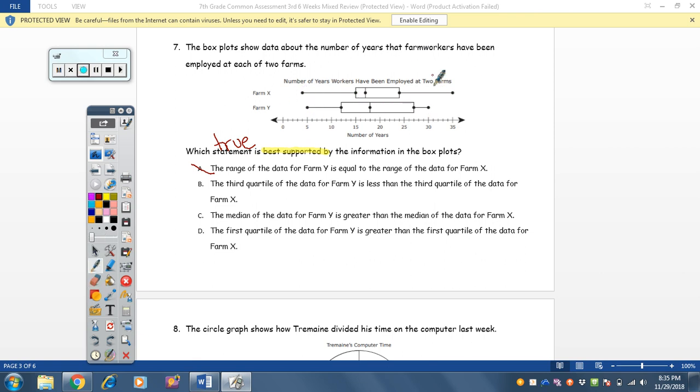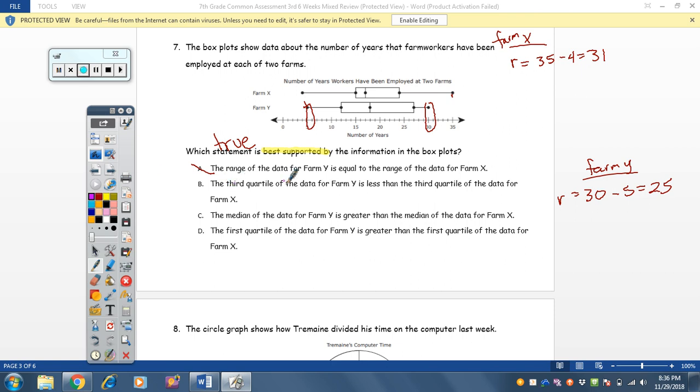If you must do it mathematically, the range for farm X is 35 minus maybe 4. And the range for farm Y is 30 right here minus 5. They are not equal.